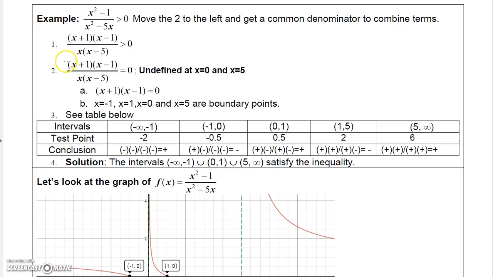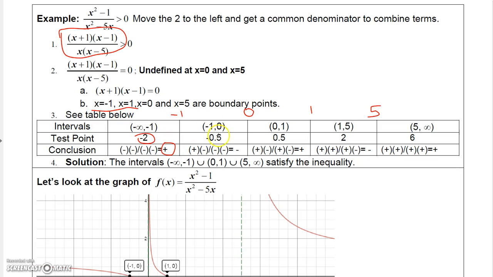Okay, one more. Okay, so this one, if you factor it, you get this, and so it's going to equal 0 at -1 and 1, and if you factor the bottom, it's going to be undefined at 0 and 5. So those 4 numbers divided the number line into 4 regions, which you can see here, and 5 regions actually, and pick a test point in each region, like -2, and plug it into this expression, and I got positive.